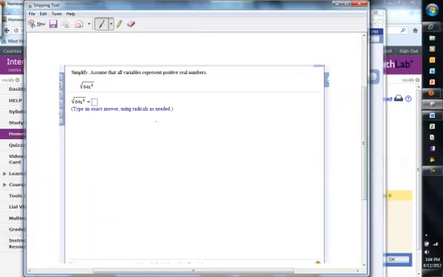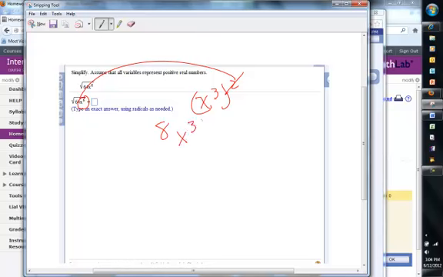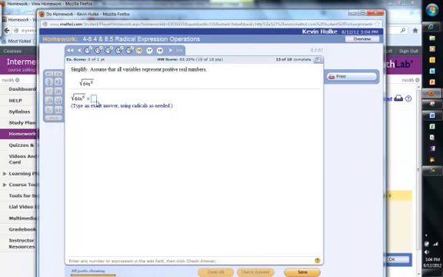Square root of 64 is 8. X to the 6th is 3 pairs of 2. Square root of the 2's cancel, and so you're left with x to the 3rd. 8 x to the 3rd.